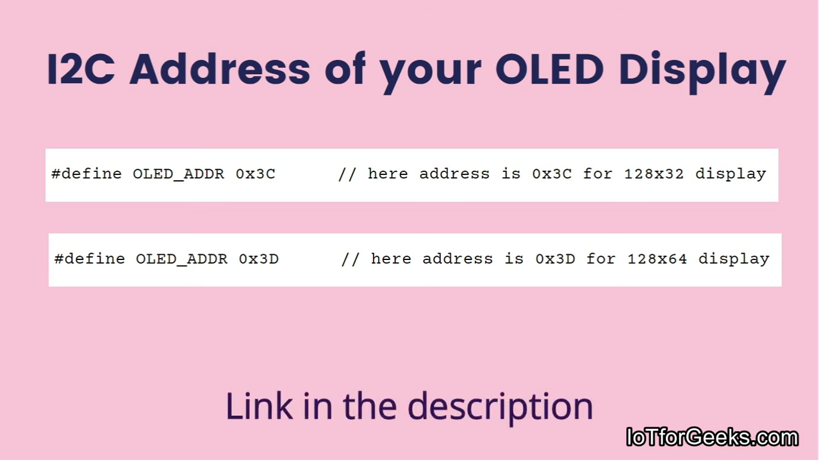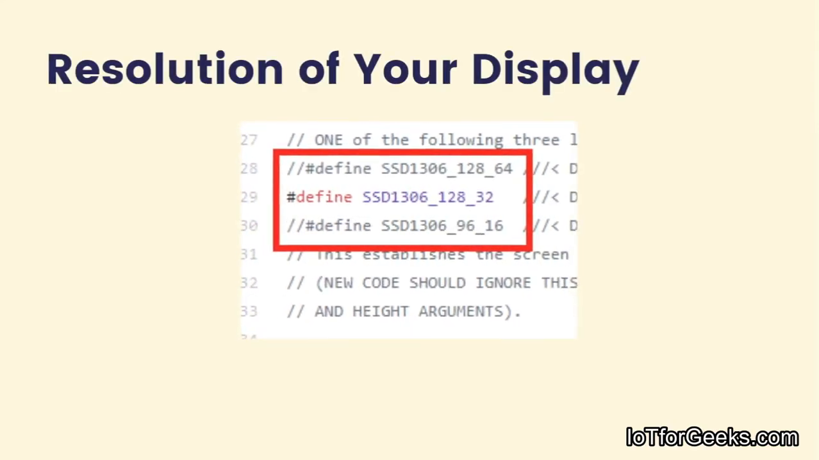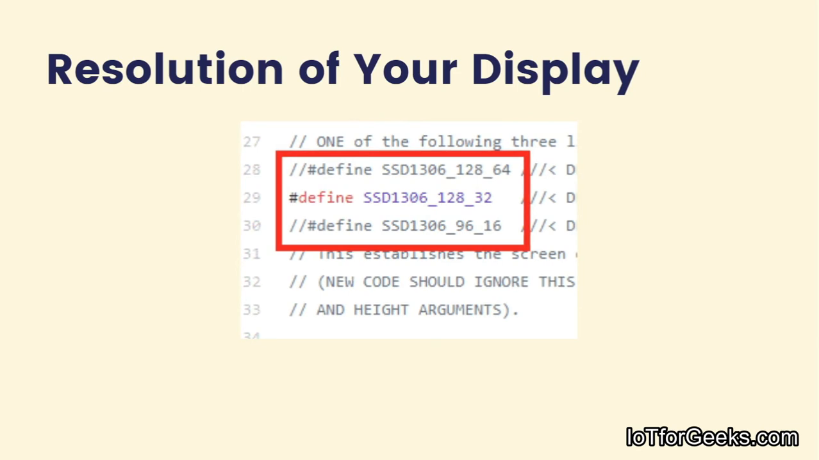I have given the link in the description below. The next check is the resolution of your display. For this, you have to visit the header file of the library that we are using. For the OLED display, we are using the Adafruit library, and in that Adafruit library, there is a header file in which 3 definitions are there, and we have to uncomment only the definition that we are using. It means if you are using a 128 by 32 resolution OLED display, then we have to uncomment only that line, and the other 2 lines will be commented. It means they will not be activated.